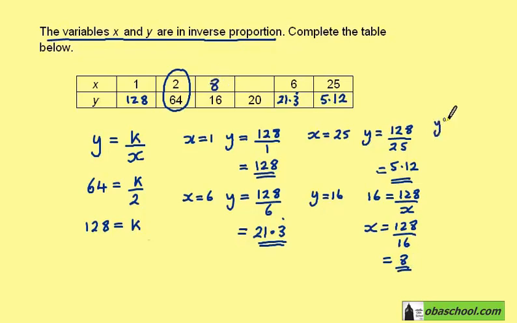Finally, we have that y is equal to 20. So 20 is equal to 128 over x. Rearranging, we have x is equal to 128 divided by 20. This gives us 6.4.